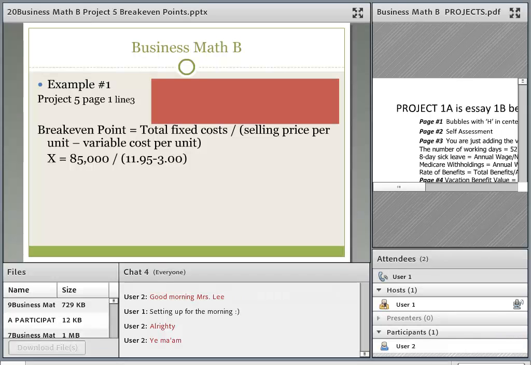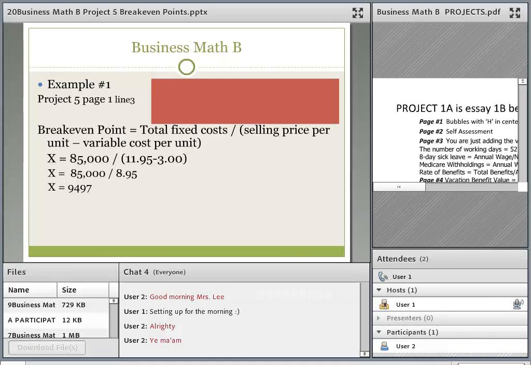The example we have on line 3: the total fixed costs are $85,000. And if you look, the selling price, which is to the left, is $11.95, and you subtract to the right the variable cost. Those two subtracted are $8.95, and when you divide that, 9,497 is the break-even point.